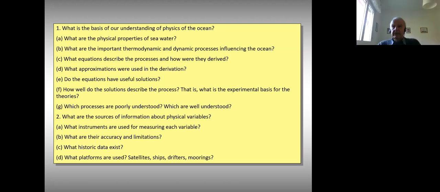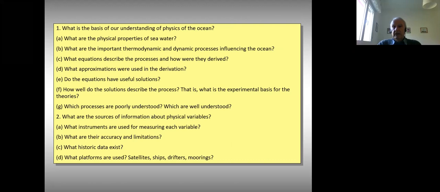Then what are the important thermodynamic and dynamic processes influencing the ocean? Here, at the same time, we'll be discussing what are those processes which are important, and we will be setting up a kind of hierarchy of these processes in terms of their influence on the ocean. And also the approximations that we use in order to simplify the thermodynamic and dynamic processes which are influencing the ocean, in order to understand it better, in order not to use everything, but to use these specific approximations.